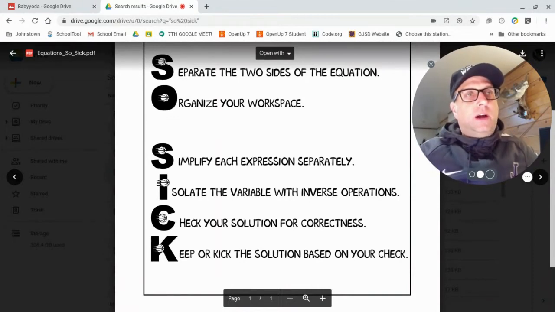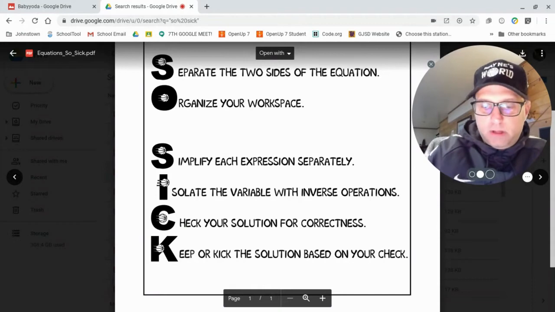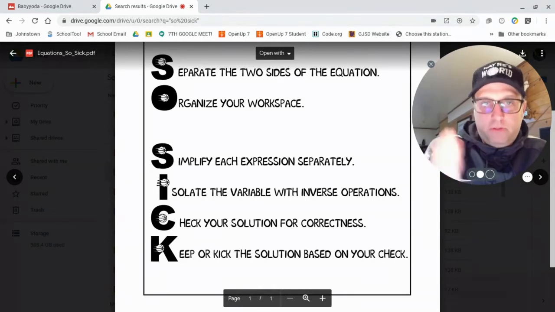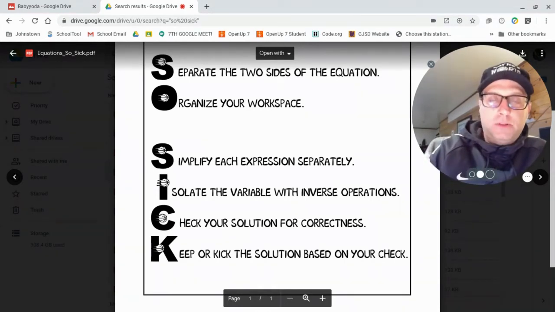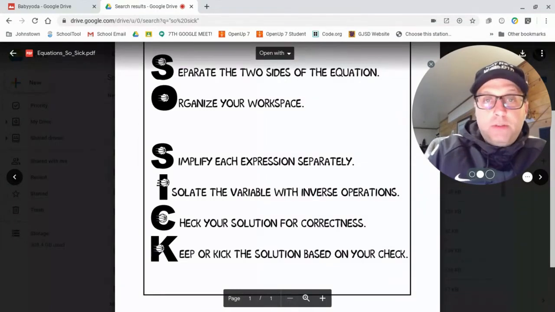Isolate means simply get the variable by itself. Inverse means figure out the opposite operation of what you see and do it in the opposite order. We've talked about that in past lessons. So that's SI. Once you're through that step, you should have a solution. The C is not always required, but it's always a good idea. The C is for check.